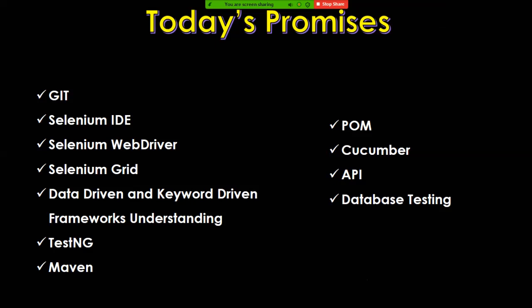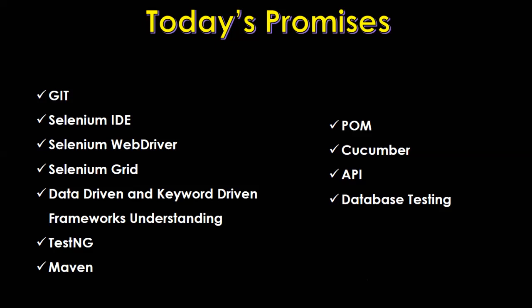Git and all those things are very important if you are working as a QA automation engineer, because in automation you are writing the script, and when you write the script, you are also involved in source control management as well. So it is good to have that knowledge. Today we are going to learn part 2, which is on the right side: POM, Cucumber, API testing and database testing.